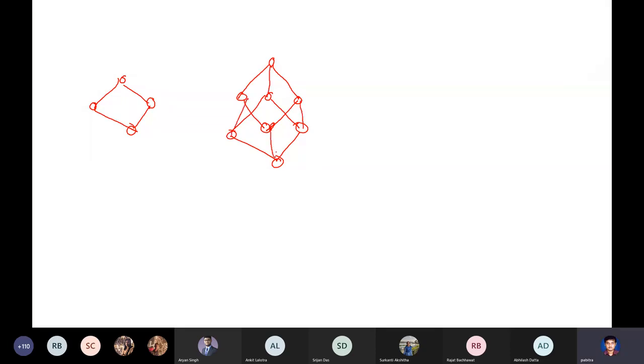Is this a lattice? You see, this is like a cube, like the corners of a cube. I have drawn it very poorly, but if you are imaginative enough, you can see a cube in it. Is it a lattice? Yes, it is a lattice. Take any pair of elements, you have a join and a meet.